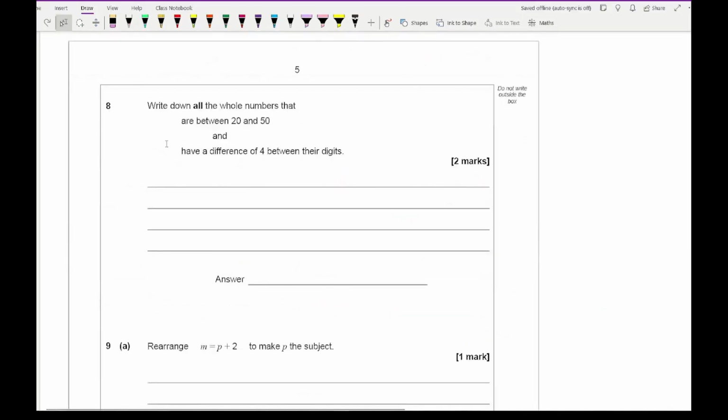Question 8, it says write down all the whole numbers that are between 20 and 50 and have a difference of 4 between their digits. Now, for this one, again, we're just listing out the ones. So we've got 26, 37, 40, and 48. What they mean by the difference between the digits: the difference between 2 and 6 is 4, between 3 and 7 is 4, between 4 and 0 is 4, and between 4 and 8 is 4.